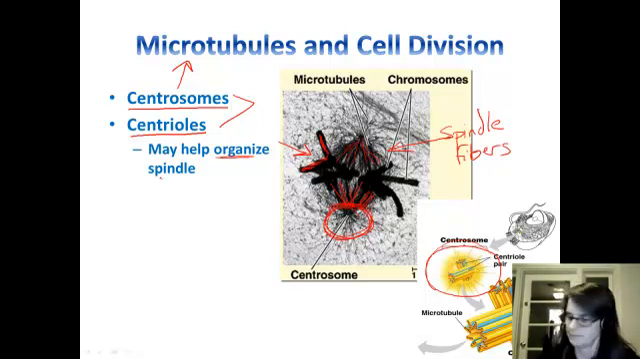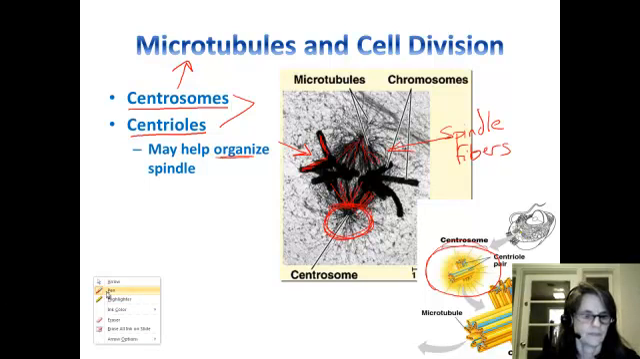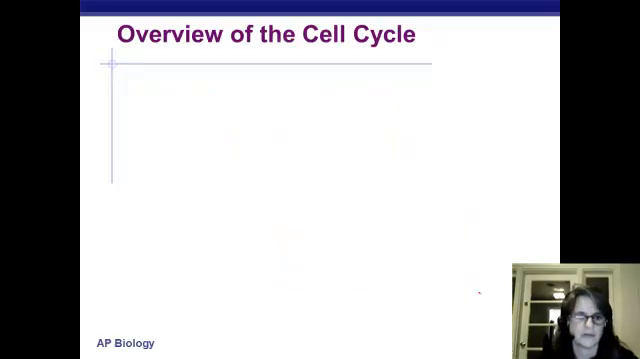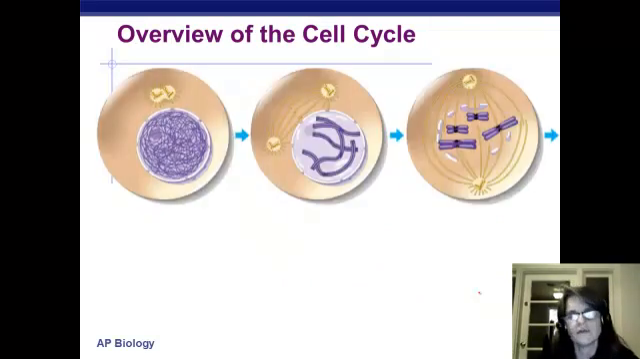Interestingly, only animal cells have centrioles. Plant cells have spindle fibers and centrosomes, but only animal cells have centrioles. So it's really not clear exactly what they do, but just so you're aware of their existence and that only animal cells have them.